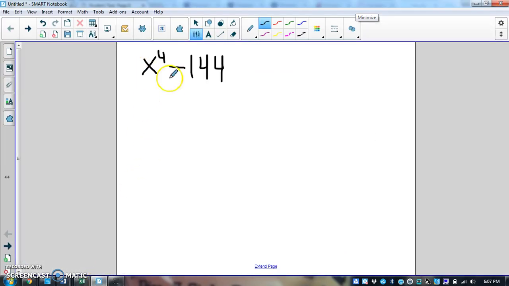How do I do a difference of perfect squares? Well, we knew what we would do if this was x squared minus 144. So why would this be any different? We're going to take the square root of the first term. So the square root of x to the fourth is just equal to x squared. The square root of 144 is 12.